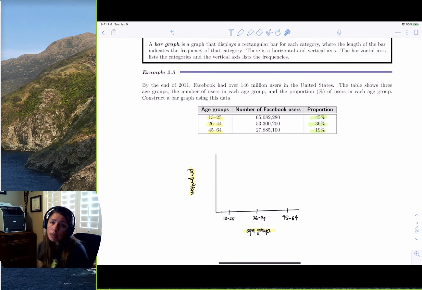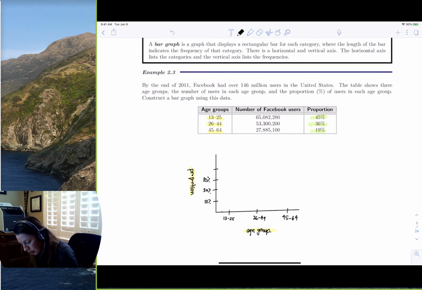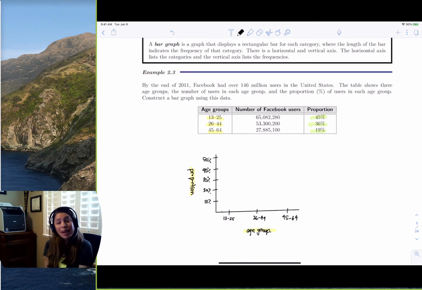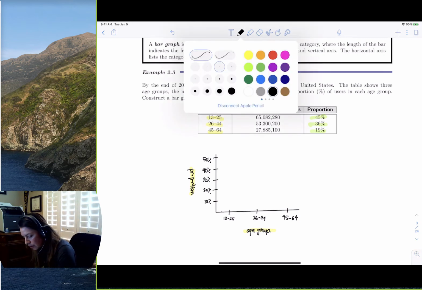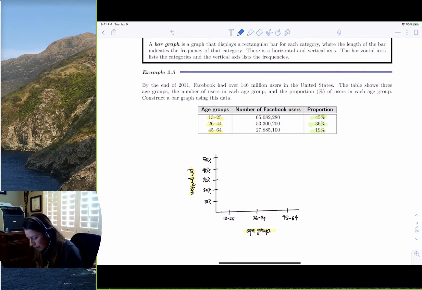And maybe we can make our tick marks every 10%, right? So here I would put 10%, 20%, 30%, 40%, and 50%. Great. And now we are ready to draw our boxes. So when we draw our boxes, I'll use a different color. From 13 to 25, we have 45%. So probably here, here, here. So notice that when we draw our rectangle, it is around the category.